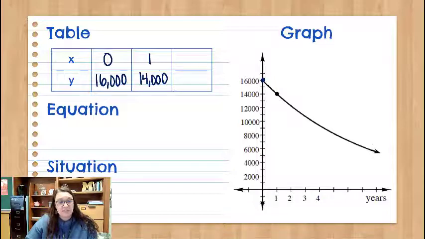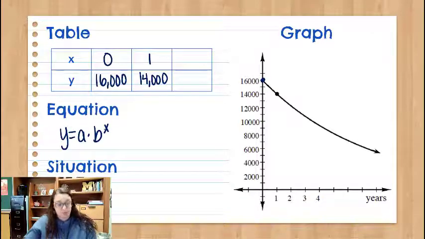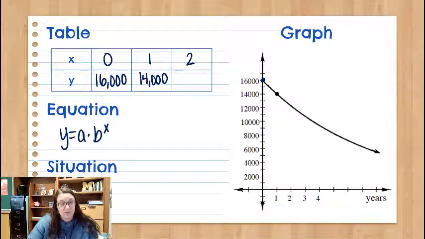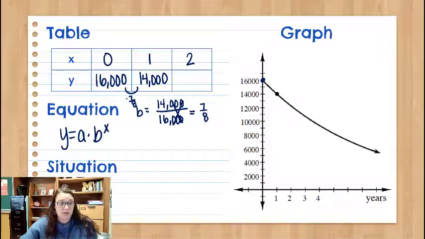It's curved, so that means it must have an equation that is exponential, like y equals a times b to the x. So therefore, I'm looking for a multiplier. I can fill in the last spot of my table if I can figure out that multiplier. It went from 16,000 to 14,000, so I could solve for b by dividing those two. 14,000 divided by 16,000, I can reduce. All the zeros will cancel, and 14 over 16 will reduce to be 7 over 8. So I'm multiplying by 7/8 each time. I just found my b.